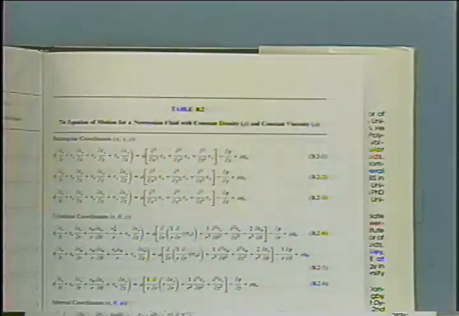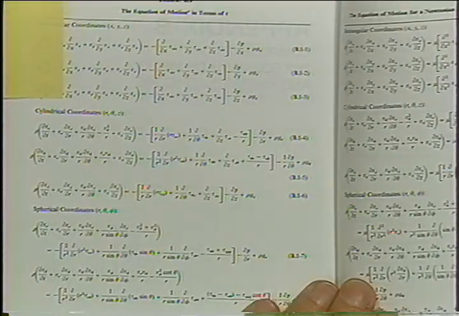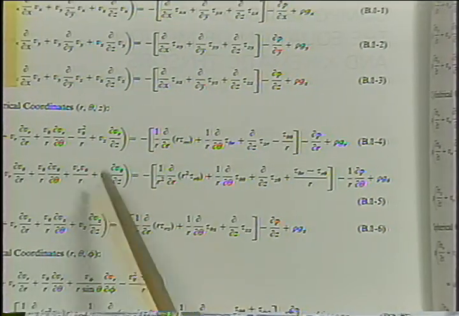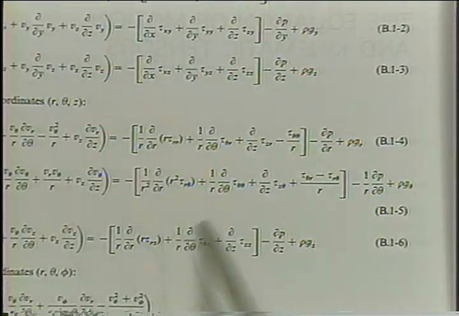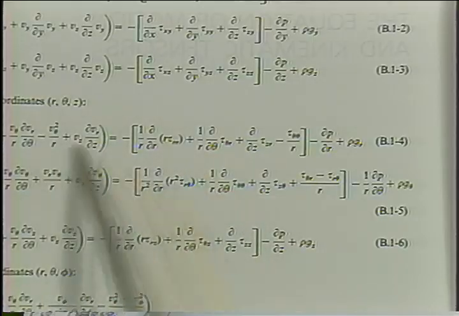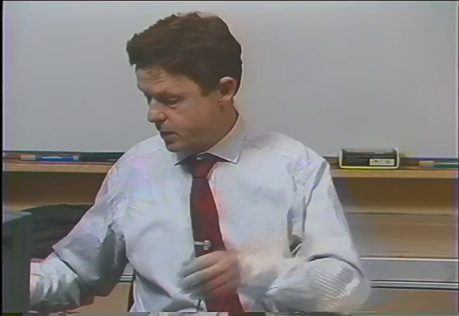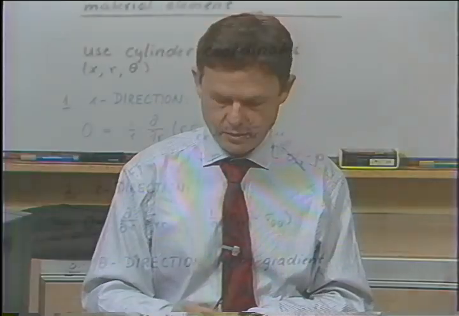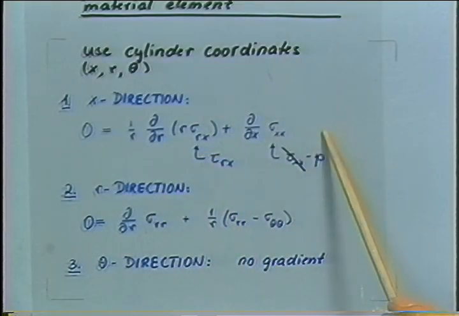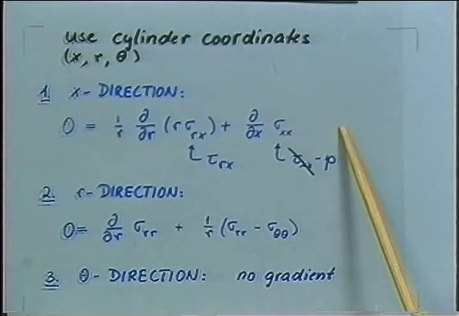You would take a book, for instance, like Bird, Armstrong, and Hassager here, and then you would go in the back, in the table, and you would look at the stress components in cylindrical coordinates. You would immediately go to the component version, and you would reduce these components now by neglecting all acceleration; all inertial terms would be equal to 0 compared to the viscous terms. You would neglect gravity. This is not used in this case.